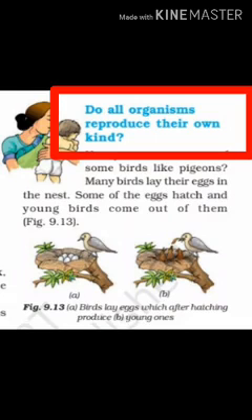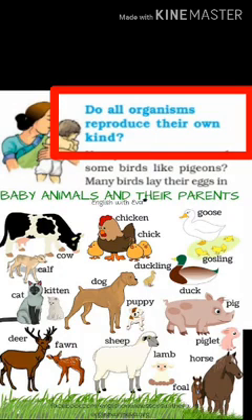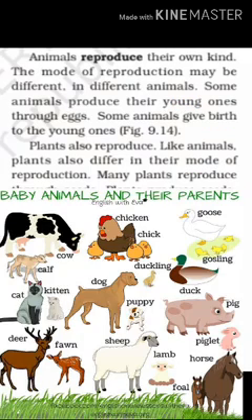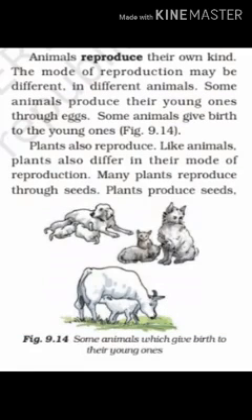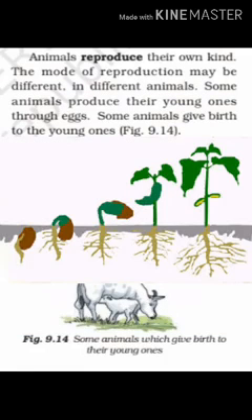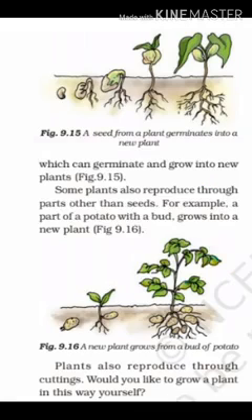All living organisms produce their own kind, whether they are plants or animals. The mode of reproduction may be different in different organisms. For example, some animals produce young ones and some lay eggs and young ones come out of the eggs. Plants also reproduce the way animals do, but the mode of reproduction in plants is different from that of animals. Many plants reproduce through seeds. Seeds grow up into new plants. Plants produce seeds and those seeds can germinate and grow into new plants.